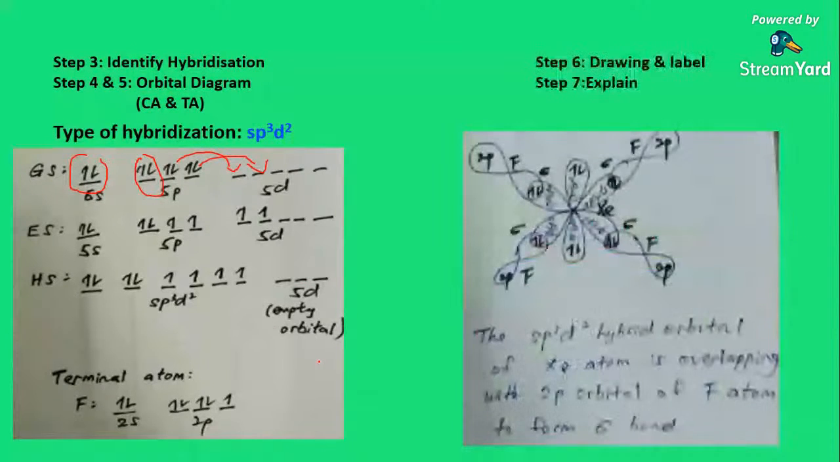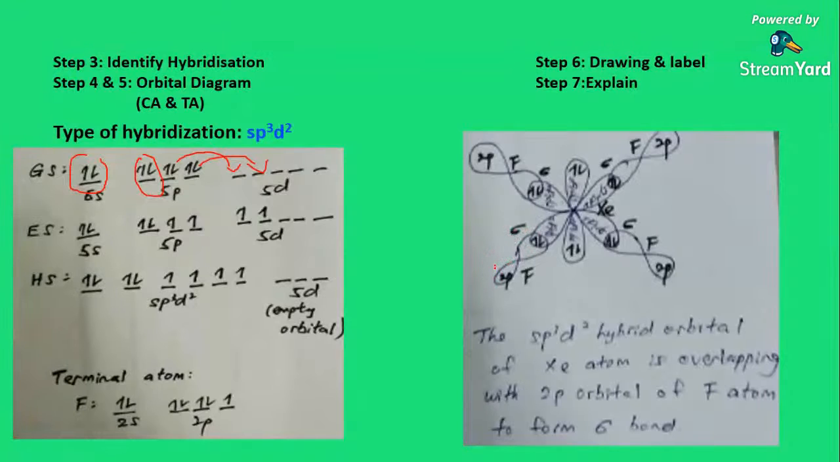So this is a molecular geometry. This is a hybridization diagram. Okay, I think it should be no problem. The diagram is not clear, sorry, but the explanation is still the same. The sp3d hybrid orbital of the xenon atom is overlapped with the 2p orbital of the fluorine atom to form the sigma bond.